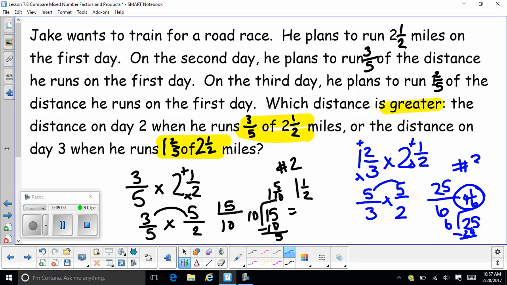So if I'm looking at this and I want to compare the two, I would say 1 2/5 of 2 1/2 is greater than 3/5 of 2 1/2. So that is how you would solve a word problem using multiple steps to compare.